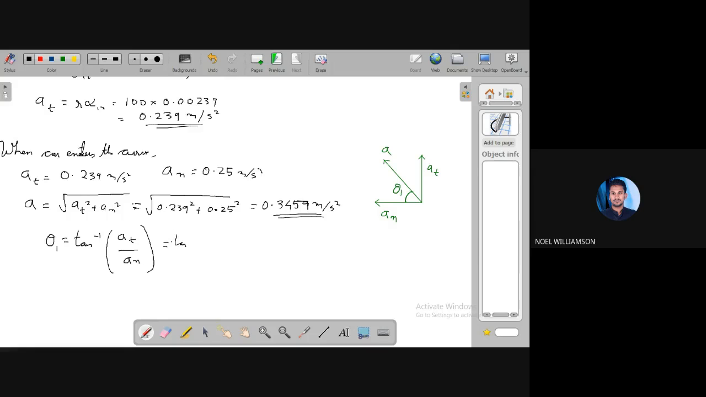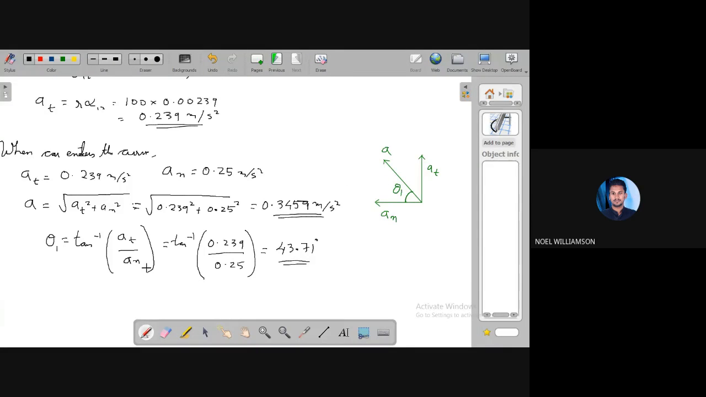So theta 1 is tan inverse of 0.239 by 0.25, and you will get 43.71 degrees. Okay, so this is the case for when the car enters the curve. There the value of at is 0.239, an is 0.25, and you found the resultant acceleration, that is 0.3459, and the direction was like this.